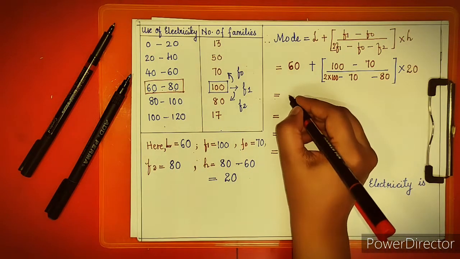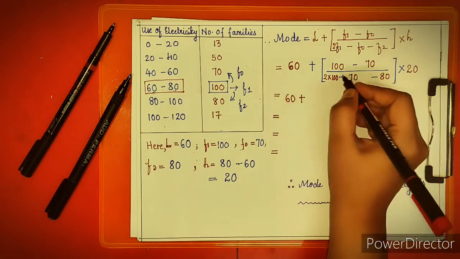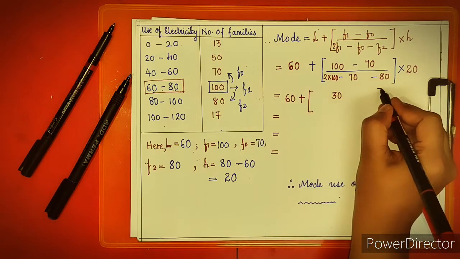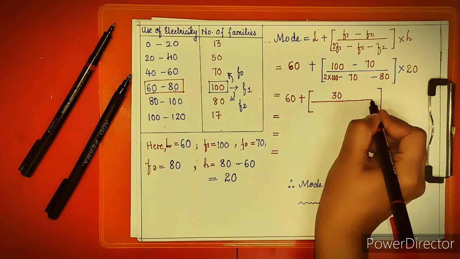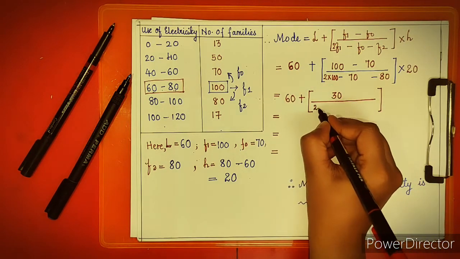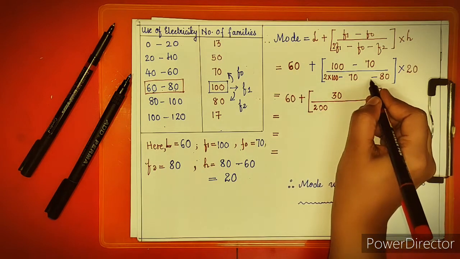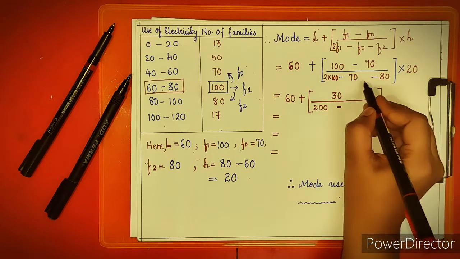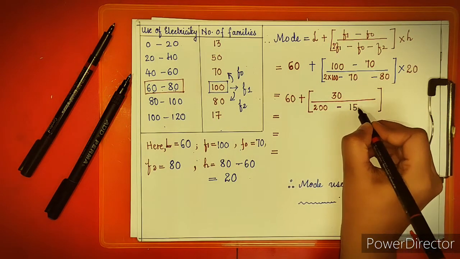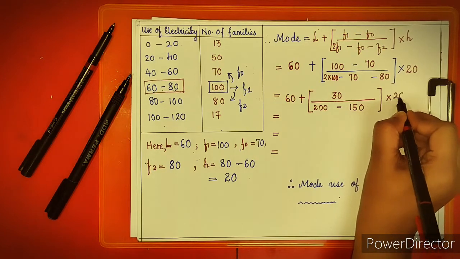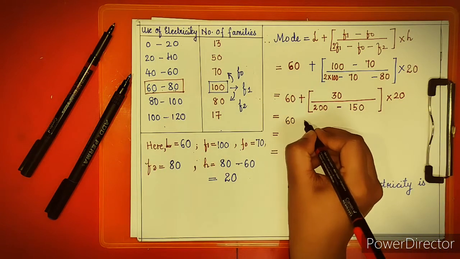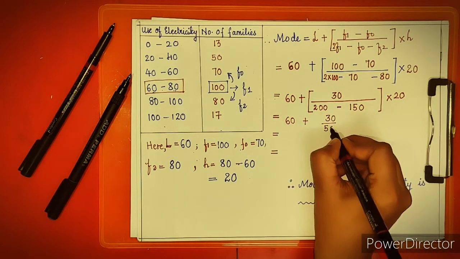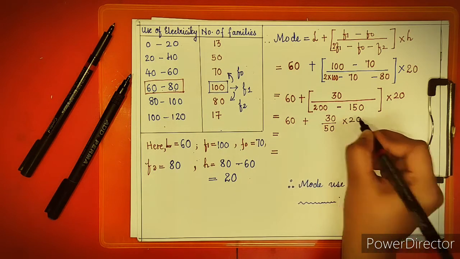So after substitution we will simplify the bracket. 100 minus 70 is 30. Still the bracket is not simplified, so we'll keep the bracket as it is. Coming to the denominator, 2 multiplied by 100 is 200, minus minus plus, but the sign of the greater number is minus, so we have to take a minus. So 70 plus 80 is 150 multiplied by 20. So again 60 plus 30, 200 minus 150 is 50 multiplied by 20.